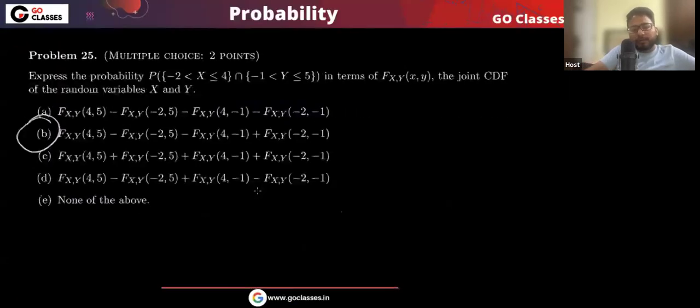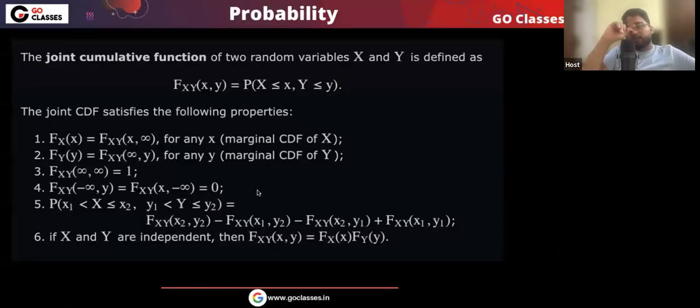Similarly, if you want to find the Fx, you put y as infinity. You put y as infinity, you will get Fx. Similarly, you put x as infinity, you will get Fy. If you put both as infinity, which means x less than or equal to infinity and y less than or equal to infinity, then obviously it will be 1. If you put one of them as minus infinity, then it is a starting point, so it will be 0.